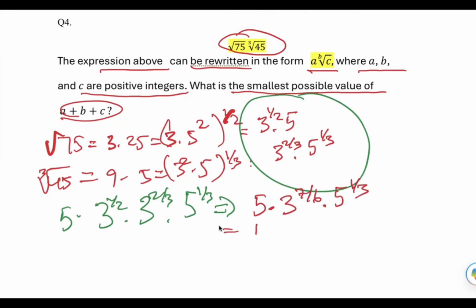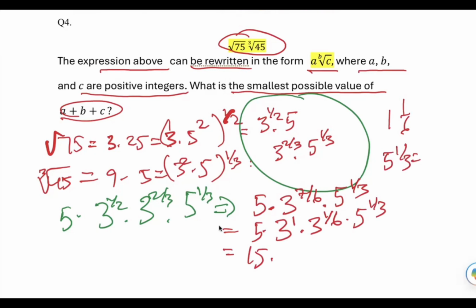7 over 6 can be written as what? 1 and 1/6, right? Because 1 plus 1/6, right? And this is 5 to the 1/3. I'm trying to break it down so that next time when you see this kind of question, you know what to do. So this will be 15. But 3 to the 1 and 1/6 and 5 to the 1/3, you got to make the denominator the same. 5 to the 1/3 is the same thing as 5 to what? You got to make it 1/3.